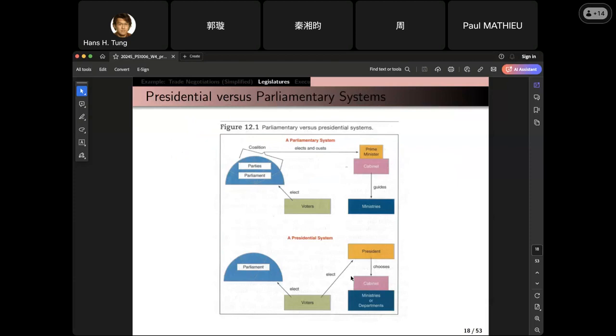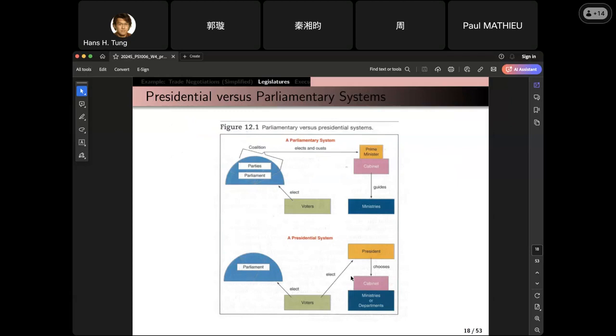So, this is a pretty nice way to make the distinction, right? Let's begin with the parliamentary system. In the parliamentary system, there's only one source of legitimacy, which is the voters, who elect parliament. And then inside the parliament, the different parties can form a coalition, or if you have a majority party, then you don't have to do that. Then the parliamentarians, the congressmen and congresswomen, will elect a prime minister, and then the prime minister will organize a cabinet and, of course, guide ministries.